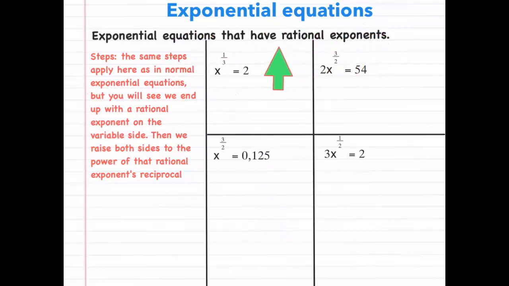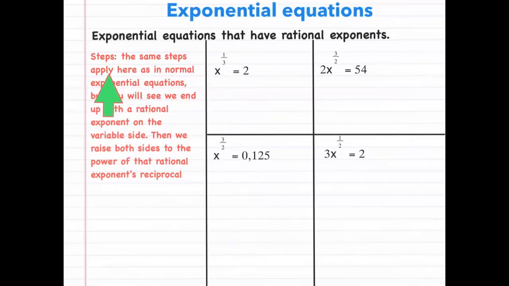Now, in this lesson, we will see that our exponents are rational exponents. So here it's a little bit different from our previous lesson where our exponent was actually a variable. So we tried to make the bases the same. Now here we can easily see that our exponent is a rational exponent. So we have to do something different. It's a different kind of exponential equation.